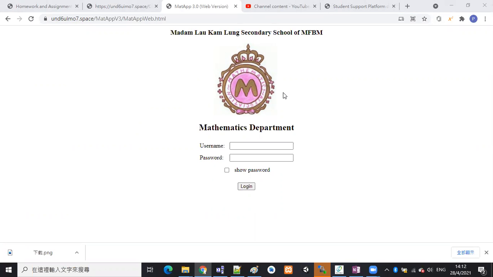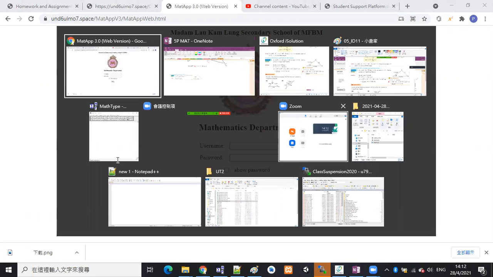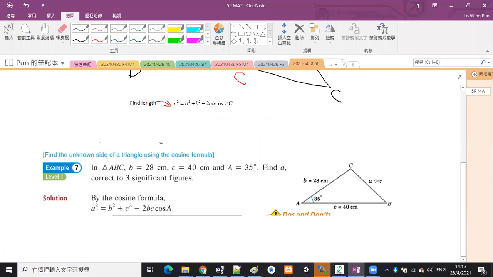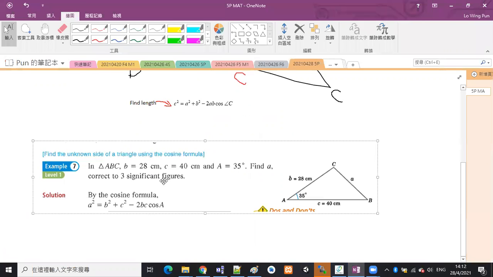Okay, example 7. In triangle ABC, b is 28 cm, c is 40 cm, and angle A is 35 degrees. Find a, correct to 3 SF. Find length. So the given numbers, 28, 35 degrees, and 40 cm, cannot form one pair of corresponding length and angle.